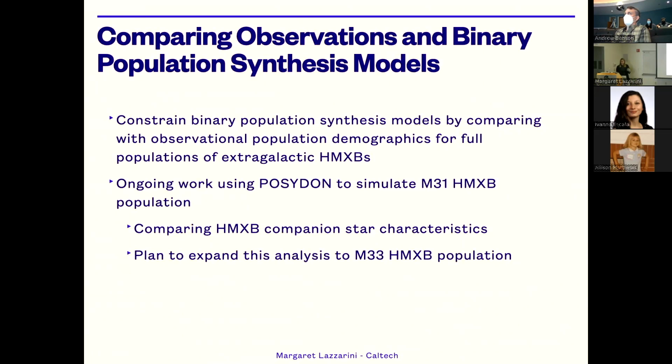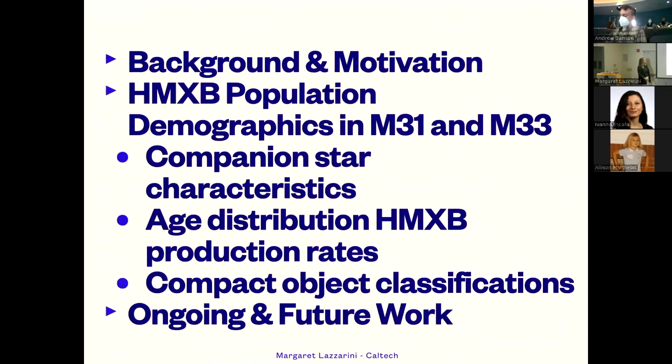So to wrap up, I talked a bit about why massive binary stars are important, how high mass X-ray binaries play into that bigger picture, and then the work I've been doing to measure the population demographics in M31 and M33, and then looking at the companion star characteristics, age distributions, and HMXB production rates in these galaxies, and what we can start to infer about their compact objects. So thank you so much. I will take questions.